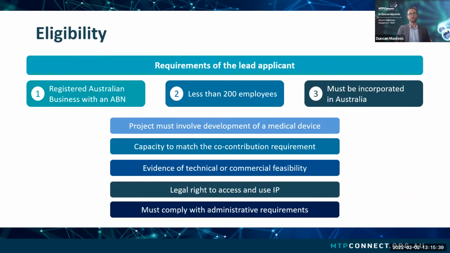In terms of eligibility for who can apply, this is a program for small to medium enterprises. So the lead applicant must be an Australian business with an ABN. They must have less than 200 employees and be incorporated in Australia. We expect the project to involve development of a medical device. There must be demonstrated capacity to match the co-contribution requirement. We expect to see evidence of technical or commercial feasibility.